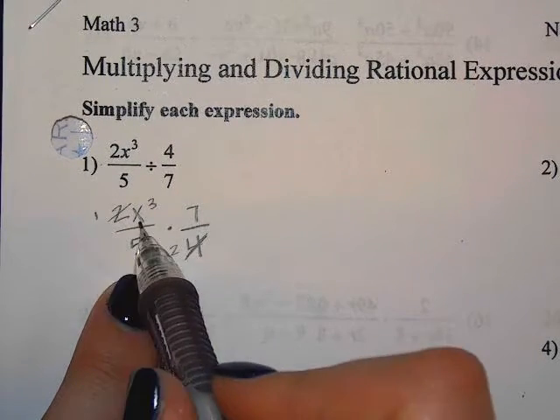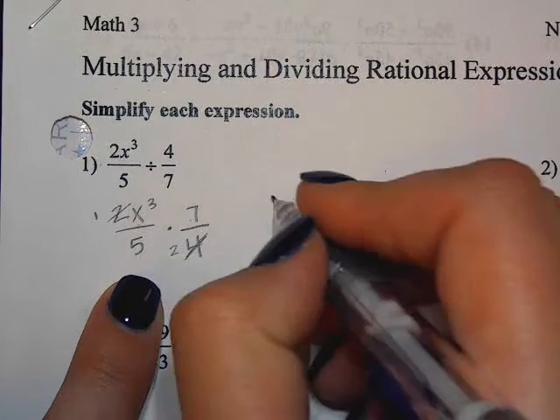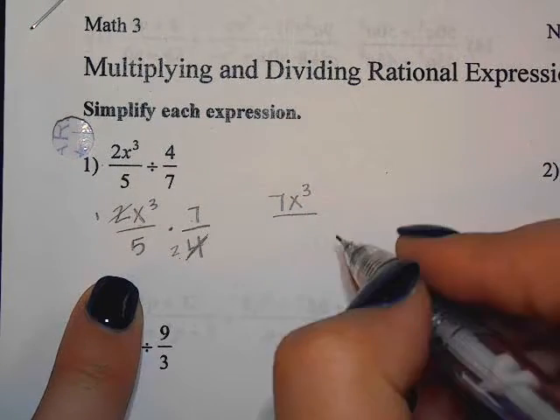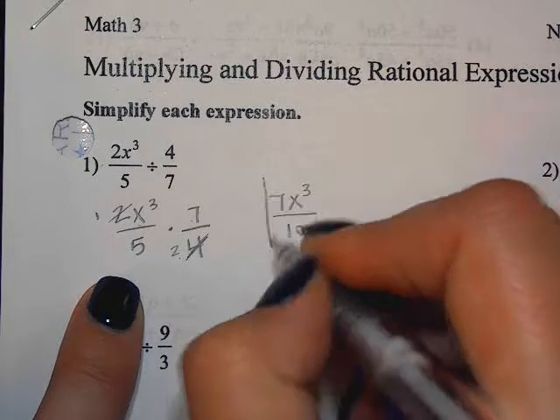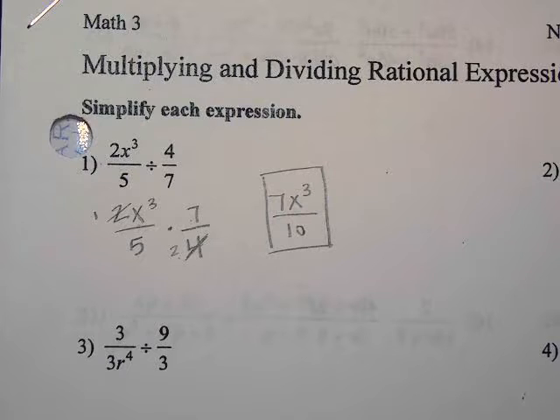So I have 1x to the third being multiplied by 7. 7x to the third. And I have 5 times 2. 10. Done. Yep.